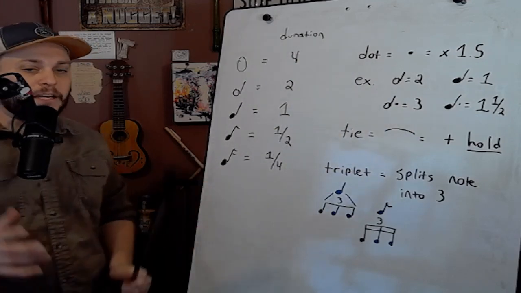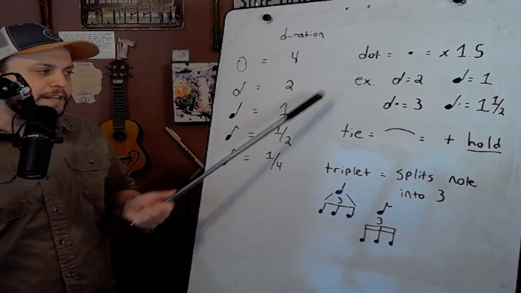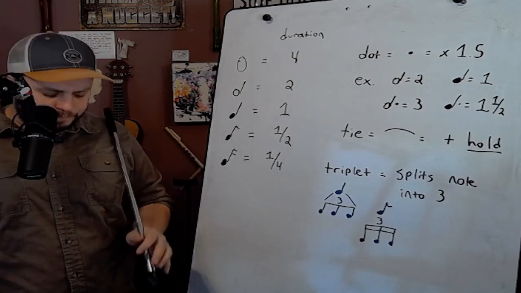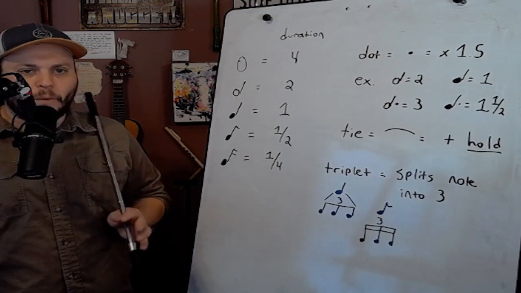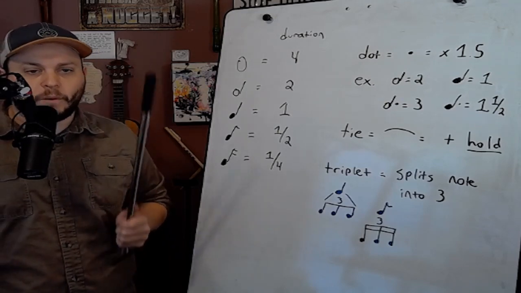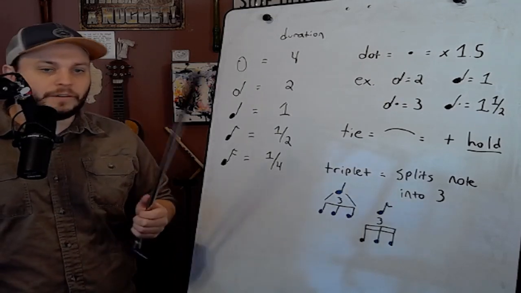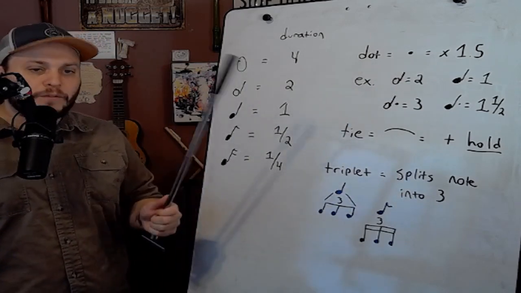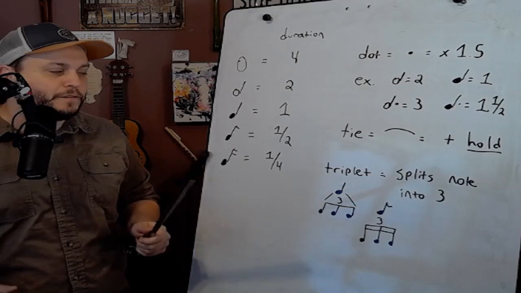And just a quick thing, both a dot, and this is a good transition between dots and ties. Dots and ties are two different ways of expressing that you want to hold a note longer than the normal version of it. So, you have a quarter note, and then, now the only thing that's different, well, not the only thing, there's a few things that are different.